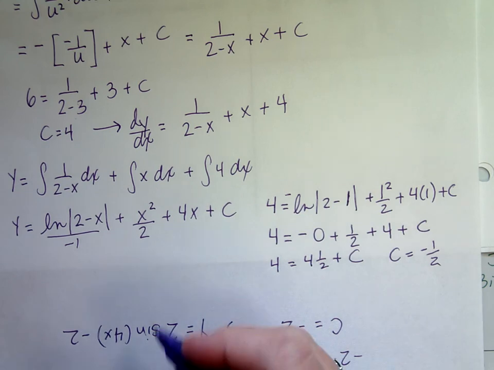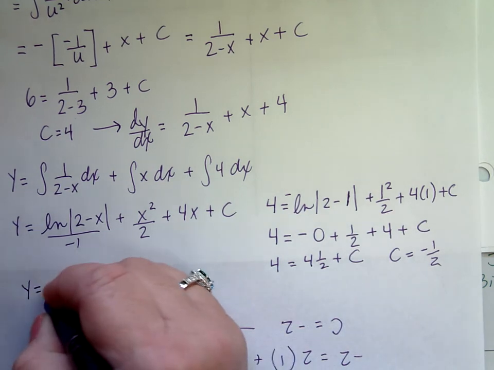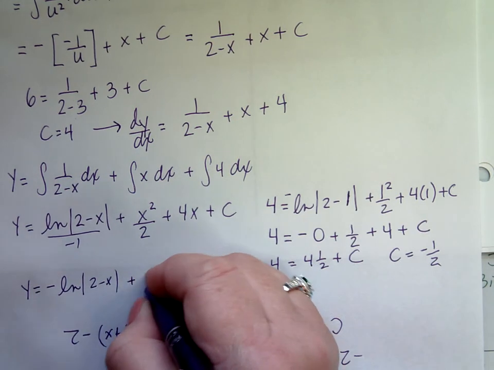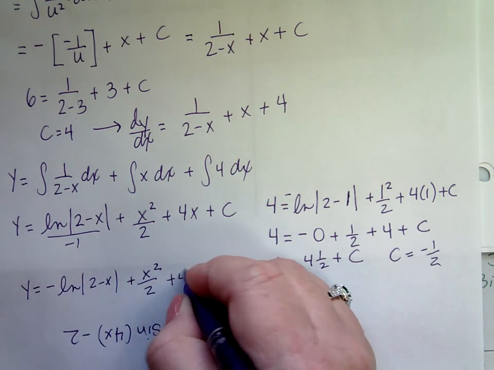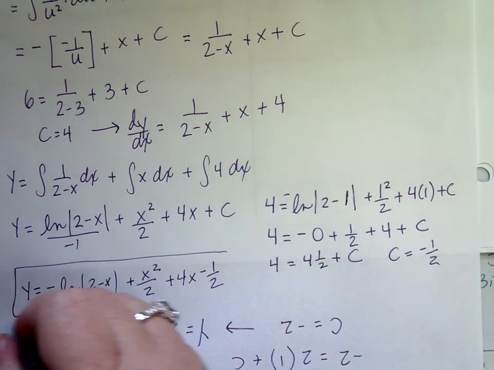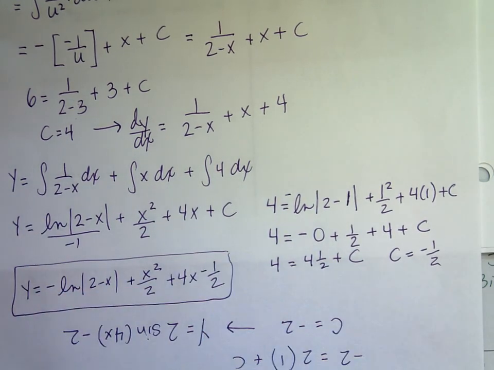y equals negative ln of 2 minus x plus x squared over 2 plus 4x and then minus 1/2. I know we don't like to box answers, but that's my final answer for that guy. That's number 5.